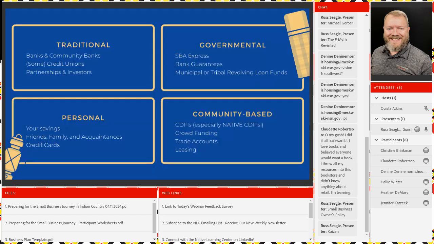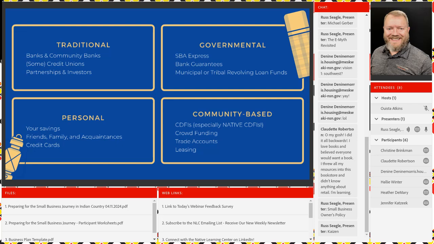There are 4 different basic places you can find money. One is traditional. We know these: banks and credit unions. Credit unions generally don't lend a lot of money to small businesses unless you are a veteran. If you're a veteran, I highly recommend you check out Navy Federal Credit Union. They do a lot more small business lending than other credit unions. They have proven themselves to be very small business friendly. They're great to work with. I do highly recommend them.